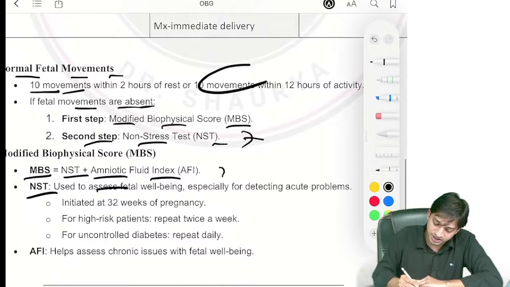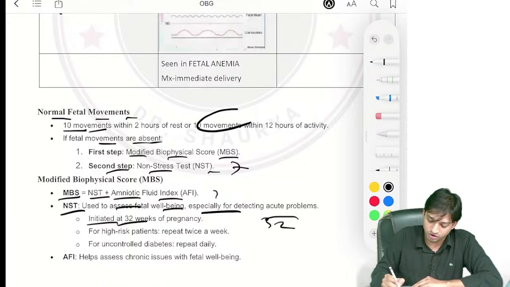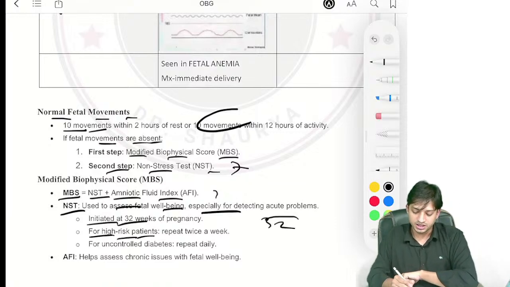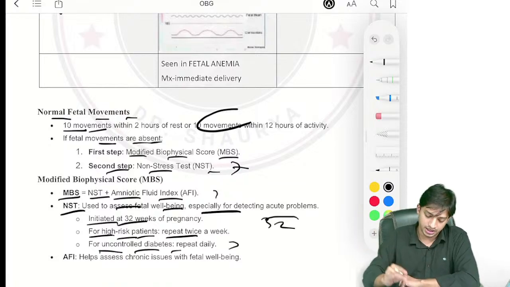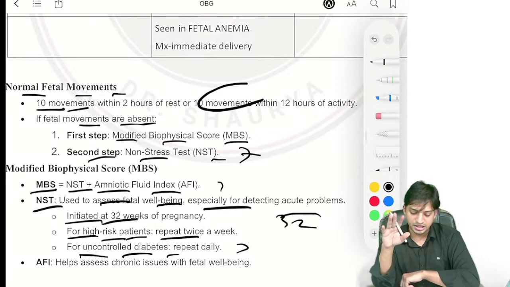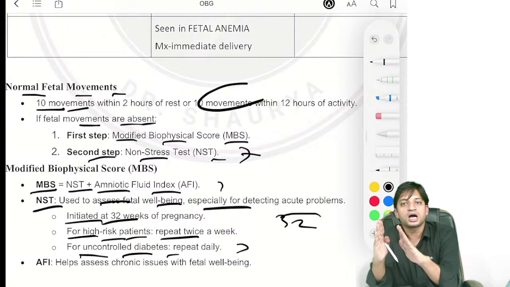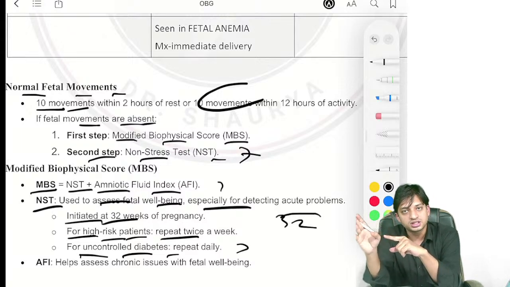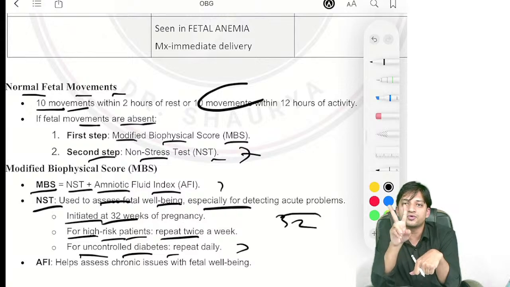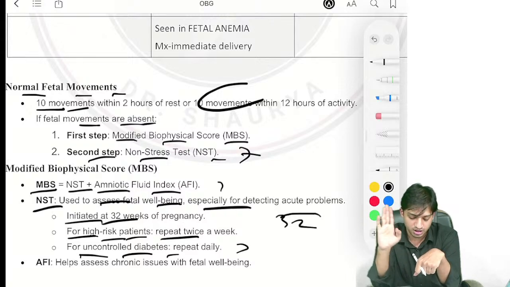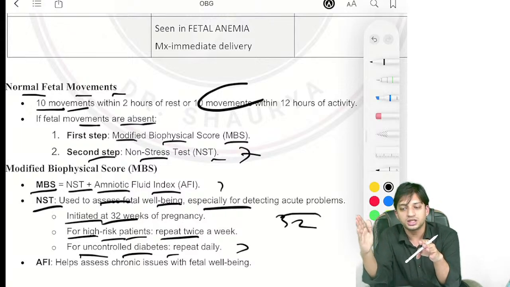NST is used to assess fetal well-being, especially for detecting acute problems. Indicated at 32 weeks of pregnancy, right? For high risk patients, repeat twice a week. For uncontrolled diabetes, repeat daily. Can you understand? NST में क्या करना है? When do you initiate NST? When the pregnancy reaches 32 weeks of gestation. उसके बाद you start the NST, right? If the patient is a high risk patient, then you have to repeat NST twice a week. हफ्ते में 2 बार. In a week you have to do NST 2 times for any high risk patient. Now, if the diabetes is uncontrolled in the patient, then you can repeat the NST daily.